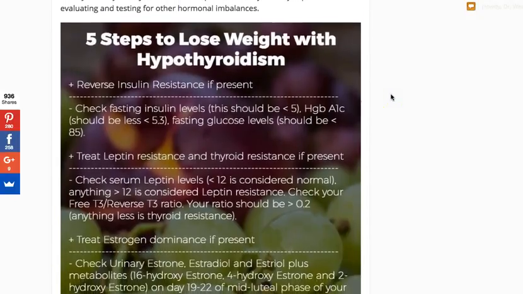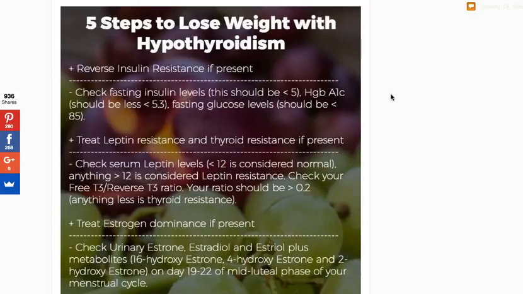Today I want to go over this blog post that I did. It's called 5 Steps to Lose Weight with Hypothyroidism, and what I do here is I go over some case studies in my office and I talk about the reasons why patients with thyroid issues cannot lose weight.